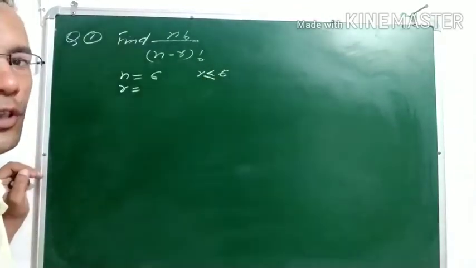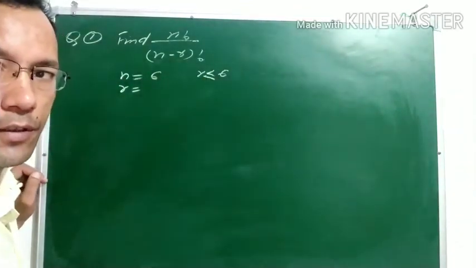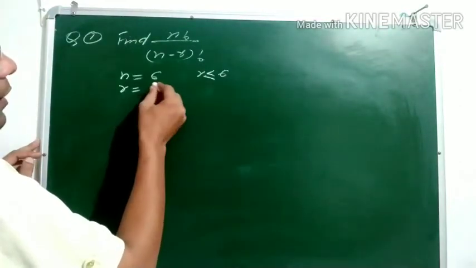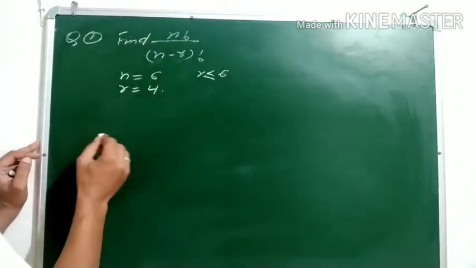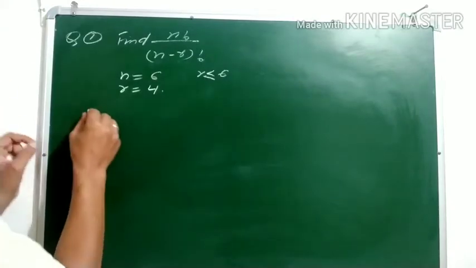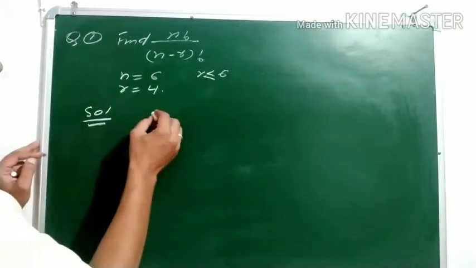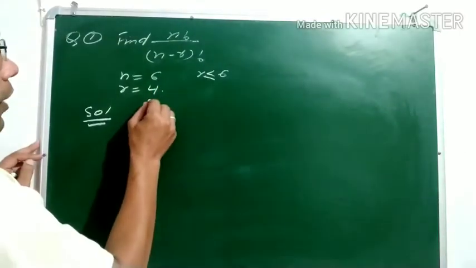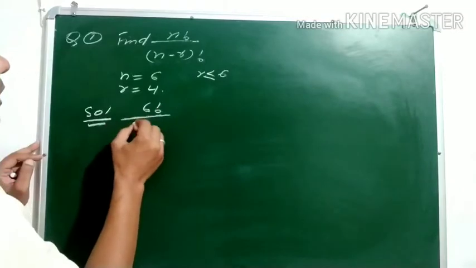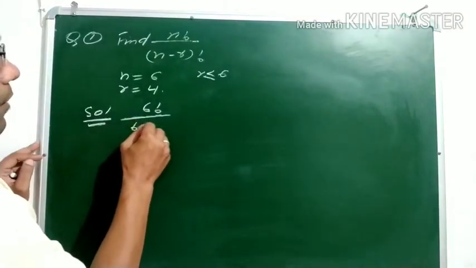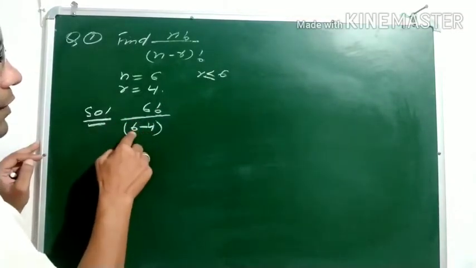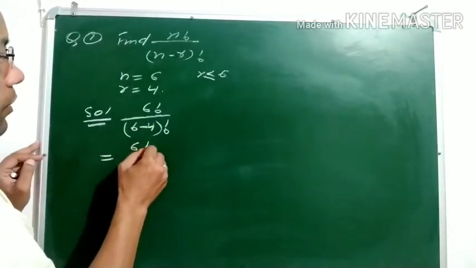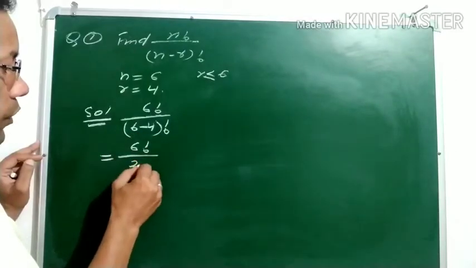Right? Well, what will be 6 minus 6, 0 factorial? We will discuss later on. So I am going to write r as 4. Then the solution is: I just put the value of r and n. So n is 6, factorial divided by (6 minus 4) factorial. That is equal to 6 factorial divided by 2 factorial.